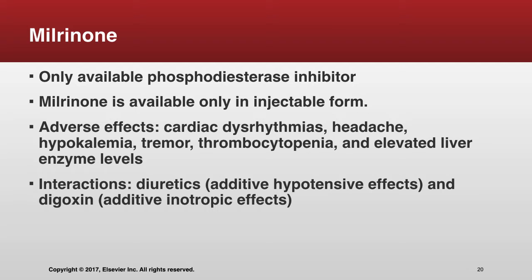Milrinone is the only available phosphodiesterase inhibitor. Milrinone is available only in an injectable form and is usually given as a drip. The adverse effects include cardiac dysrhythmias, headache, hypokalemia, tremor, thrombocytopenia, and elevated liver enzyme levels. It has interactions with a number of drugs, but with diuretics, it has an additive hypotensive effect. With digoxin, it has additive inotropic effects.